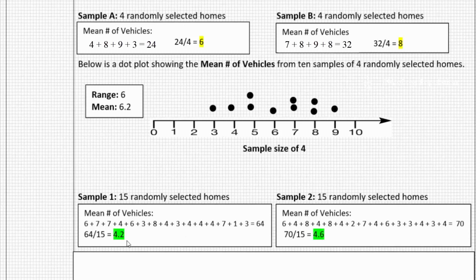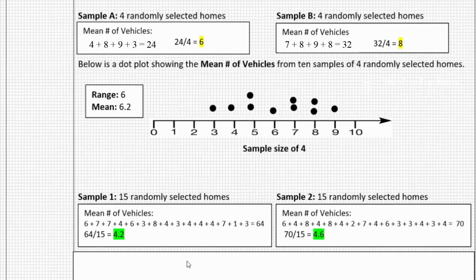Well, if you said they're much closer, I would agree with you. Here I'm getting 4.2, here I'm getting 4.6. That's extremely close. We're only off by 4 tenths, whereas up here we were off by 2. And again, it's not that anyone did any calculations that were wrong. The only difference is our sample size has increased.